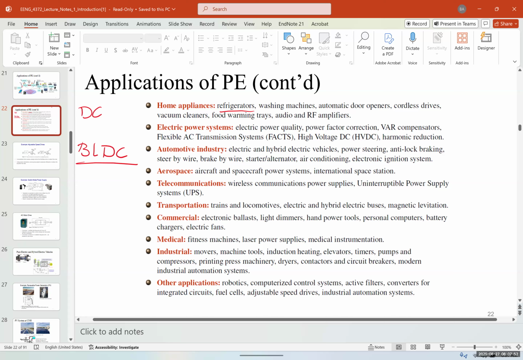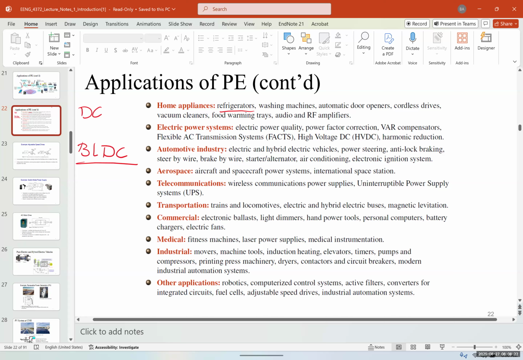Another part in the EV where power electronics is used: the older generations, like the early Teslas, used the permanent magnet DC motor. Now most of them are using AC motors, but with an inverter. So the inverter is a power electronic device, and I will explain more about inverters. It's a big part of this course.